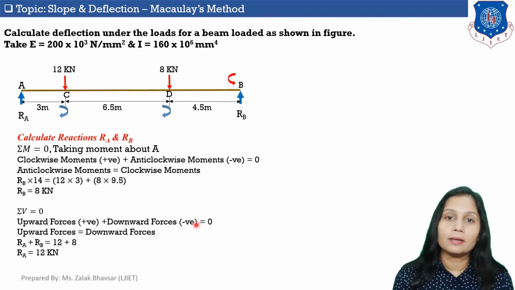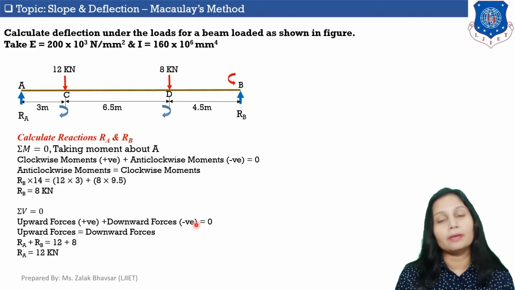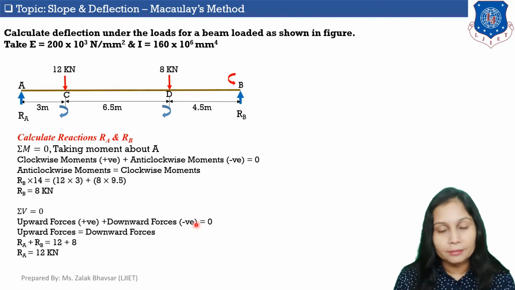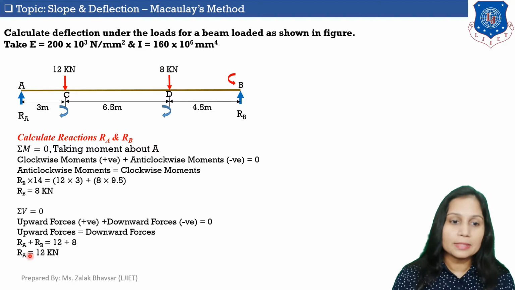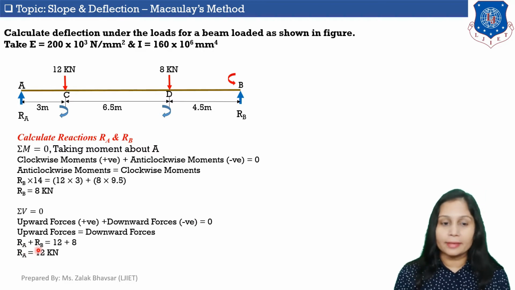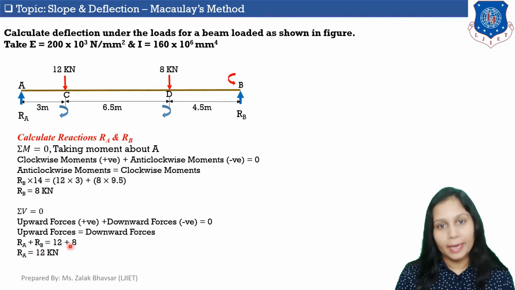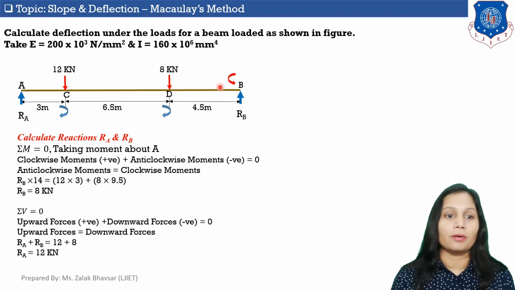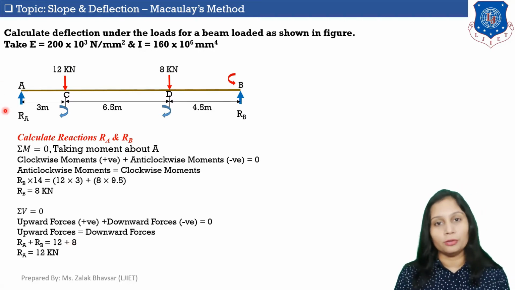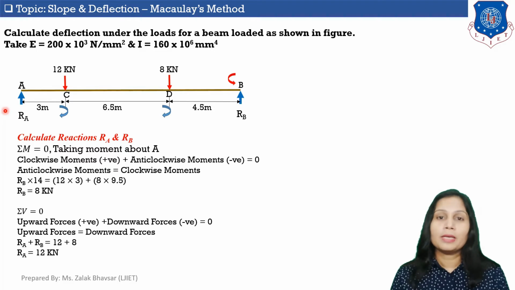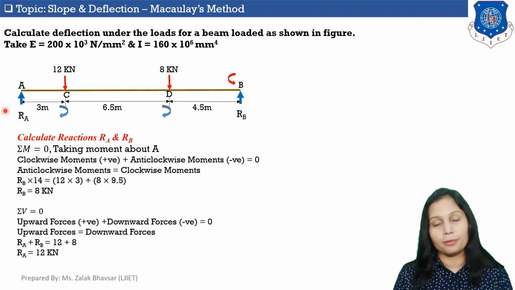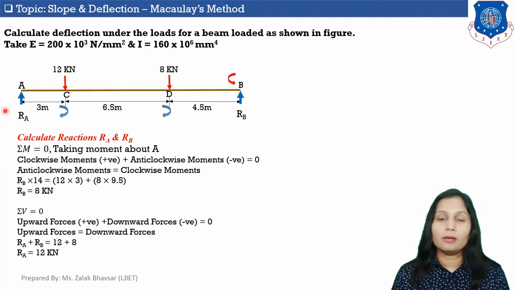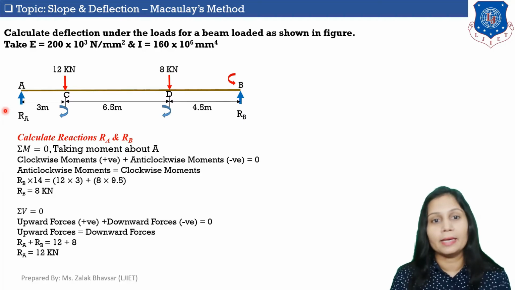So if we take upward forces as positive and downward forces as negative, then we can say that Rb plus Ra is equal to 12 plus 8. So we get answer of Ra is equal to 12 kilonewton. So, we completed the first step of the sum, which is calculation of reactions Ra and Rb.